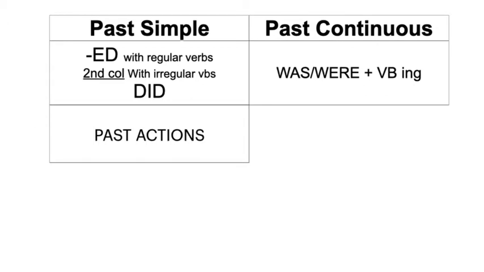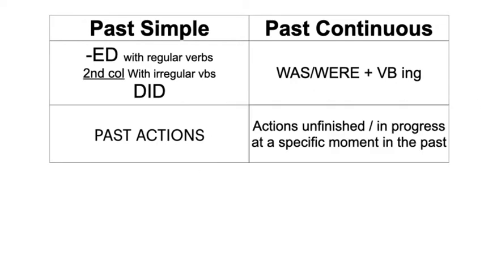So past simple is used with past actions. Generally, when you're speaking in the past, you are going to use past simple. Then what are the other past tenses used for? Basically, they convey different meanings, different nuances. So what is the difference between a past simple action and a past continuous one?